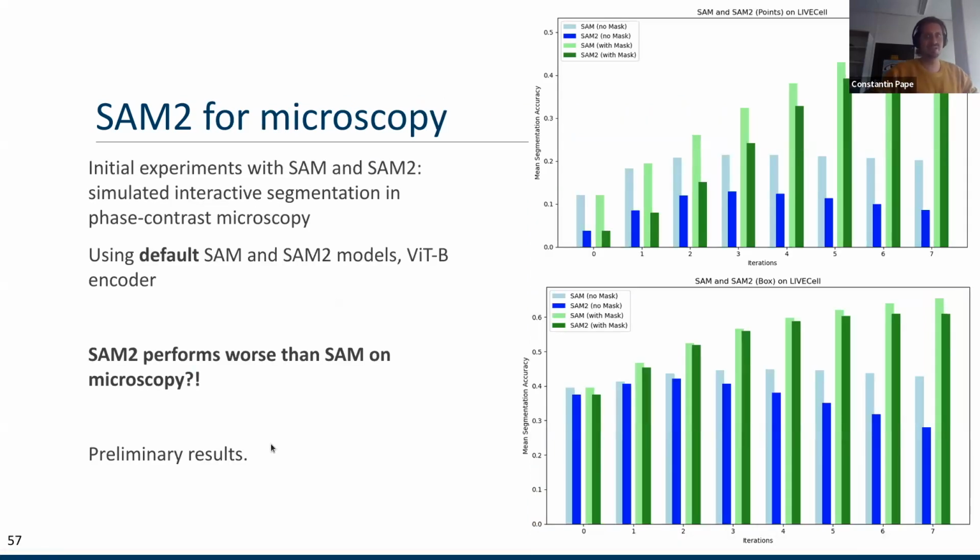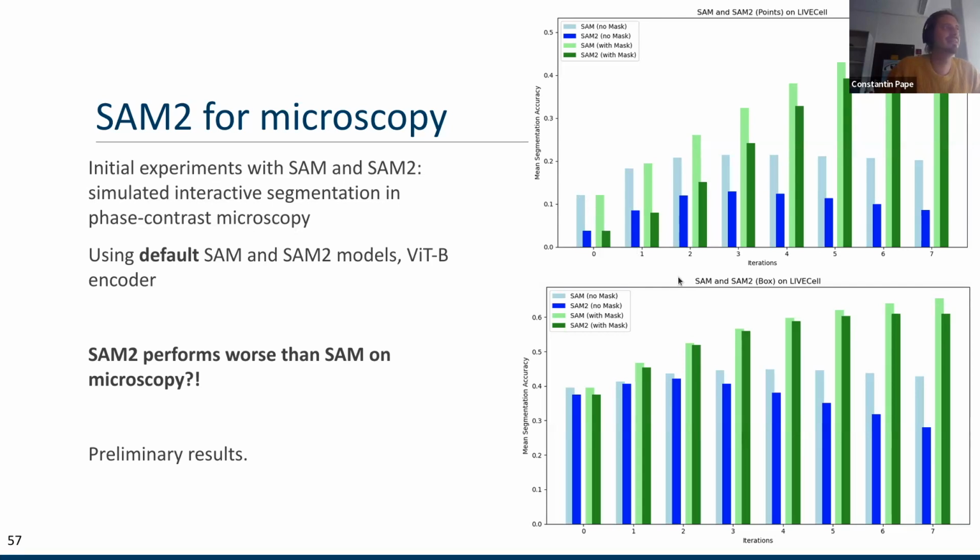I will not spend too long going over these graphs, but just to say, the blue shaded bars are the original SAM, and the green ones are SAM2. These are two different settings, but basically just look at the light blue and light green bar. The light blue is the original SAM, and the light green is SAM2.